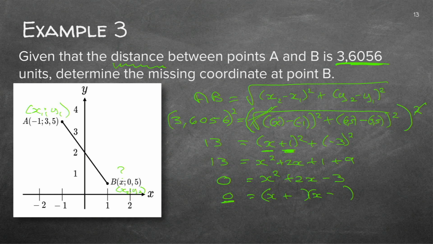But which one? Only 1 times 3 is 3. But where am I going to put the plus and where will I put the minus? Let's check here. I want a plus 2 in the middle. So the plus value must be the biggest one and the minus value the smaller one. And now I've got my two answers. x is equal to -3 or x is equal to 1.